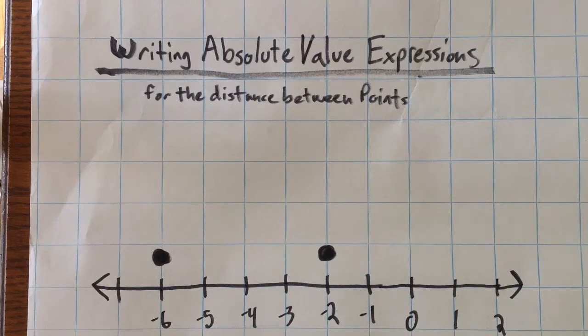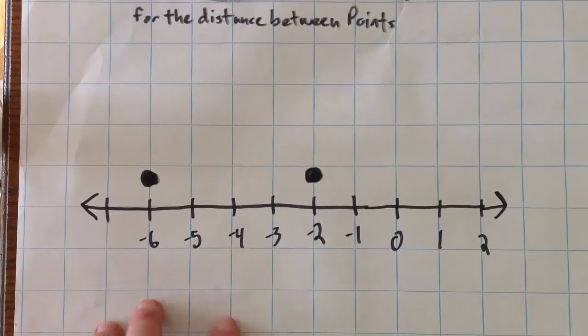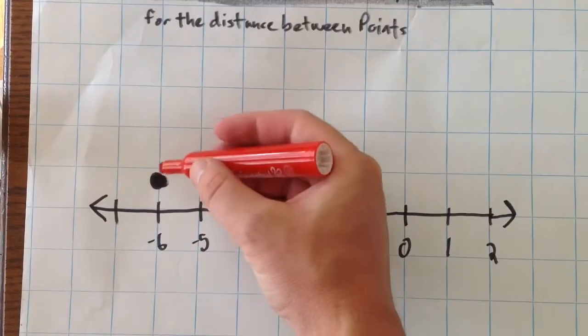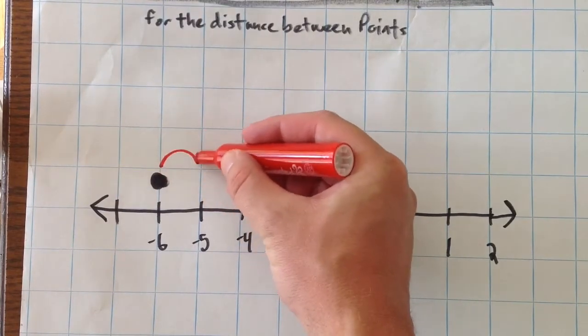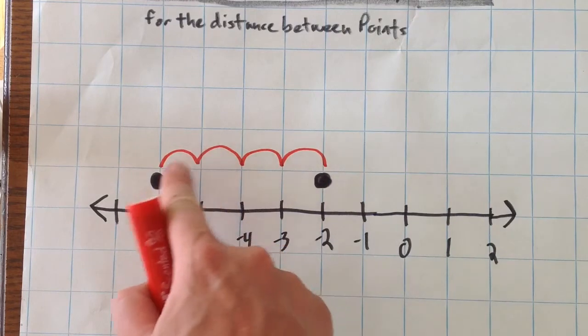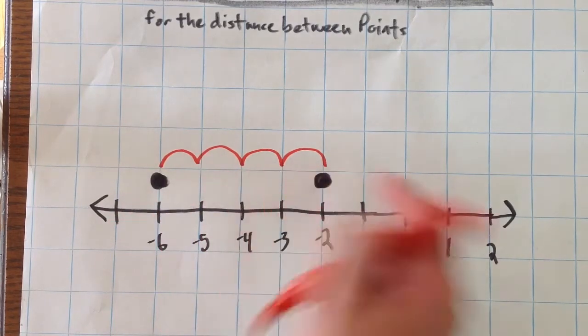A great way to find the distance between 2 points is to write an absolute value expression. In this example, we'll look at the distance between -6 and -2. If we were to count the distance between -6 and -2, we would count 4 hops to get there. So we know our distance is going to be 1, 2, 3, 4.